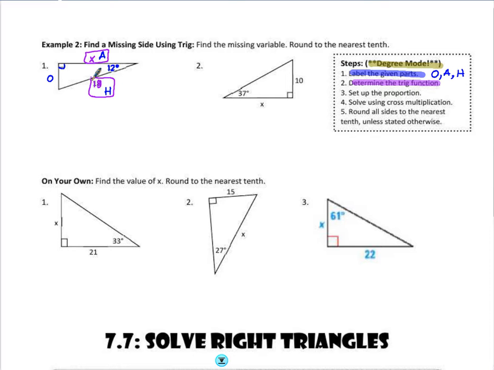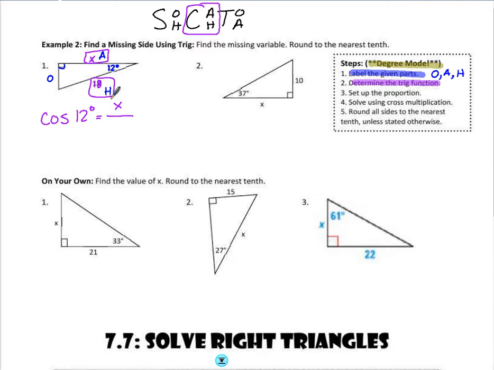So if I use adjacent and hypotenuse, I have to remember my acronym, SOH CAH TOA, and I'm going to pick the ratio that includes the adjacent and hypotenuse side. The ratio that I want to choose here is CAH, which stands for cosine of a given angle, in this case 12 degrees, is equal to the adjacent side, x, over the hypotenuse side, 18.